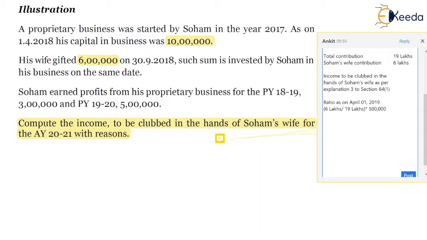So the ratio will be 6 divided by 19. This ratio will be applied on 5 lakhs, which is 1,57,895. Correct, friends? This is the amount which will be clubbed in the hands of Soham's wife. So out of the profit of 5 lakhs, the total amount to be clubbed in the hands of Soham's wife is 1,57,895 as per Explanation 3 to Section 64(1). Correct, friends? So this is the solution that we have derived.